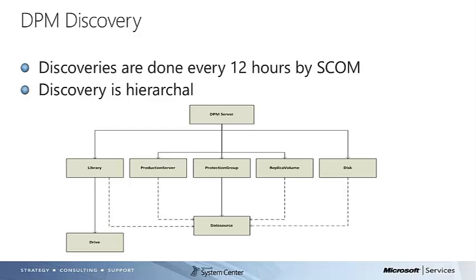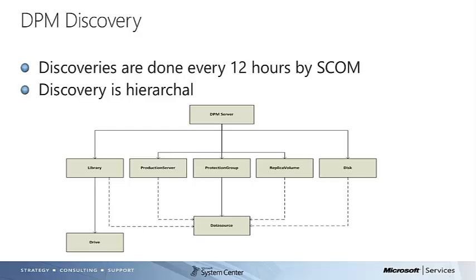Now, the thing that's really important about this, and why I mentioned that it's done every 12 hours, is because the discovery process is actually hierarchical. So the first time it goes out, it puts an agent and it does a discovery. It will discover whether or not that is a DPM server. Now that's of course dependent on you having the DPM management pack installed. So it will discover, I see that you are a DPM server, and then it'll come back 12 hours later.